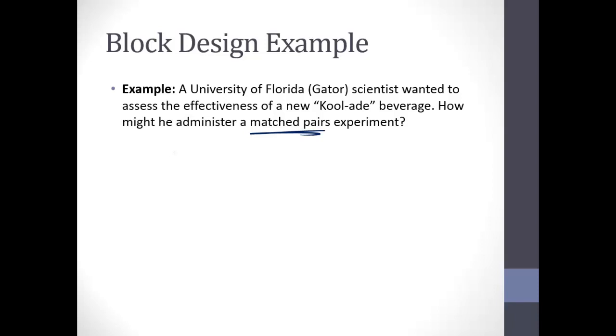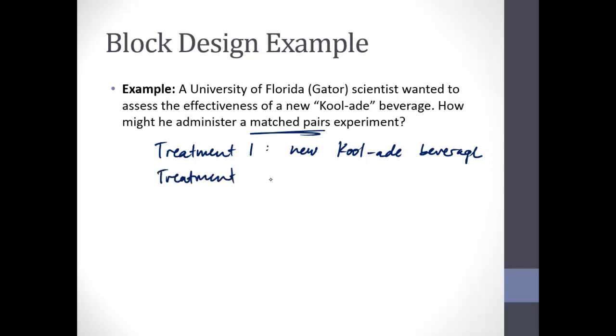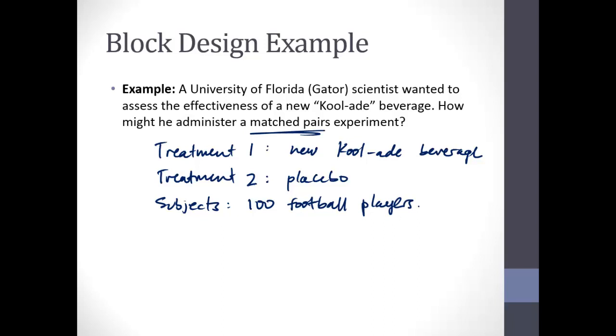So let's suppose my treatment 1 is the new Kool-Aid beverage. Maybe my treatment 2, excuse me, is a placebo or something. And so suppose my subjects are maybe 100 football players. So how could I do a matched pairs experiment in this case?